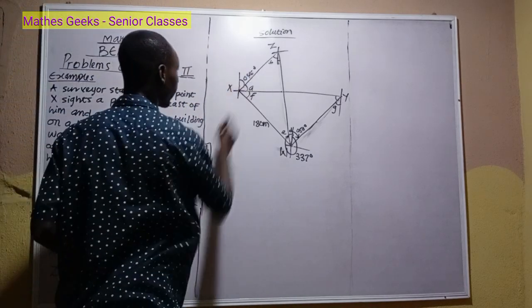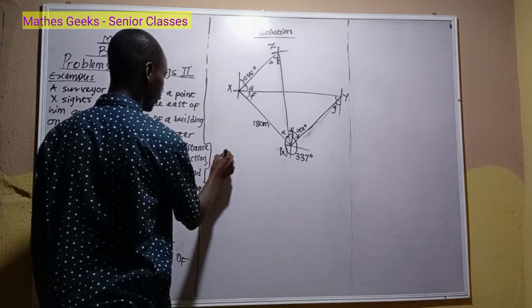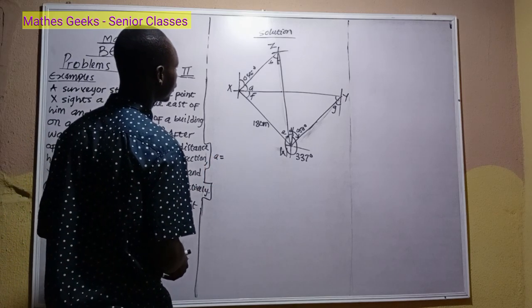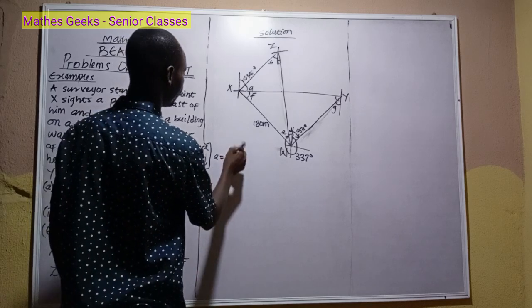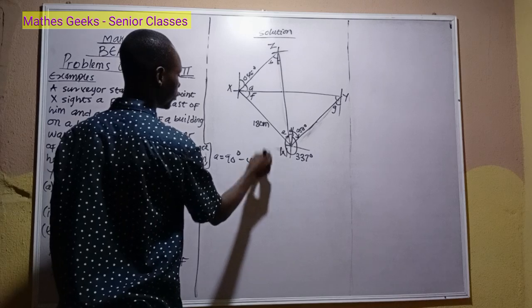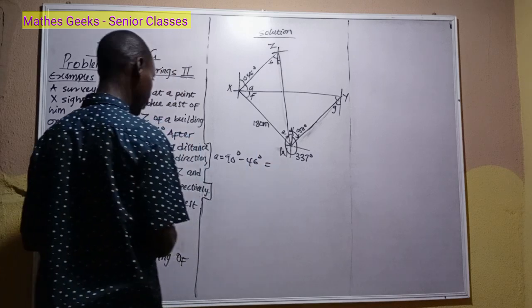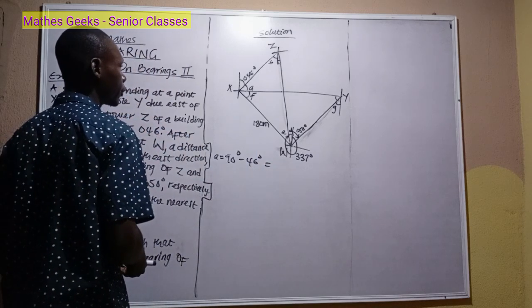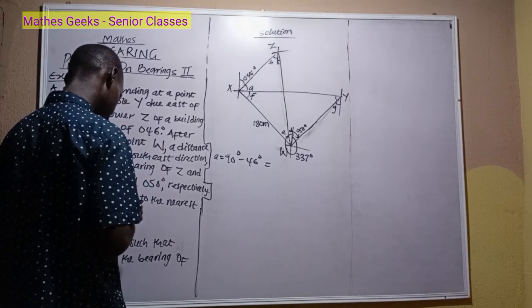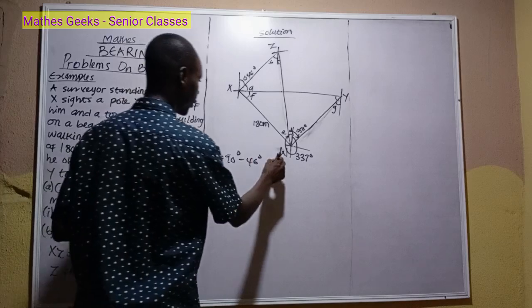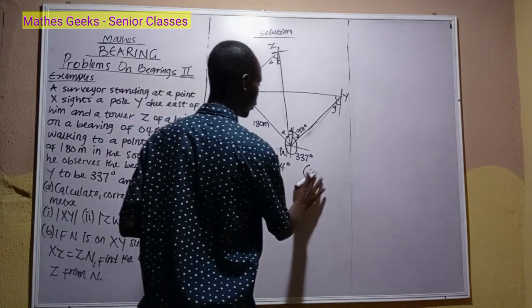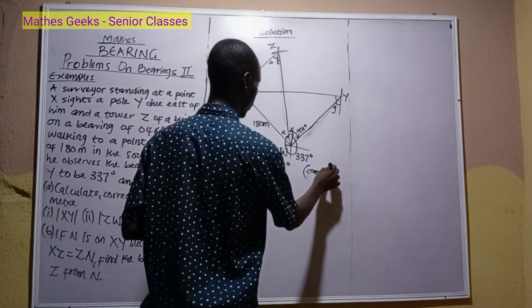So here, A is equal to 90 degrees minus 46 degrees. That's 90 minus 46, that's 44 degrees. What's the reason? Complementary angles.